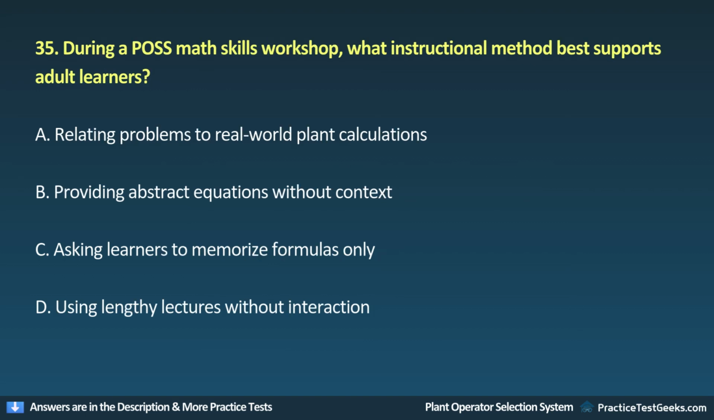35. During a POSS math skills workshop, what instructional method best supports adult learners? A. Relating problems to real-world plant calculations. B. Providing abstract equations without context. C. Asking learners to memorize formulas only. D. Using lengthy lectures without interaction.